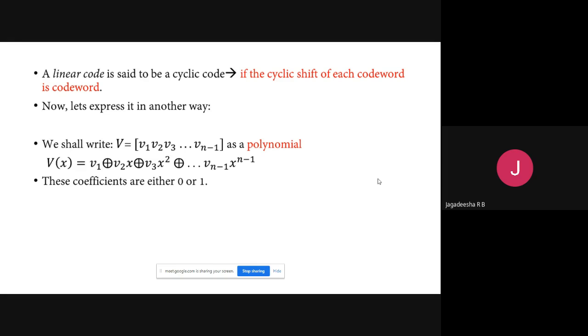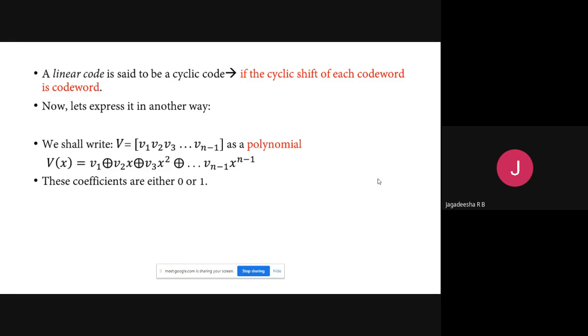So that is the linear property, or cyclic linear property. Even if you shift, a newly generated code can be mapped to the original code, or it is in the set of original codes. Okay, so we will express it in a different way.